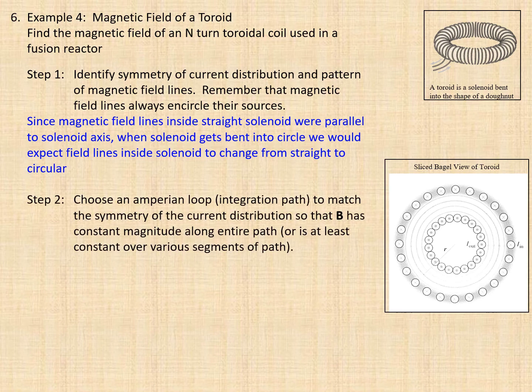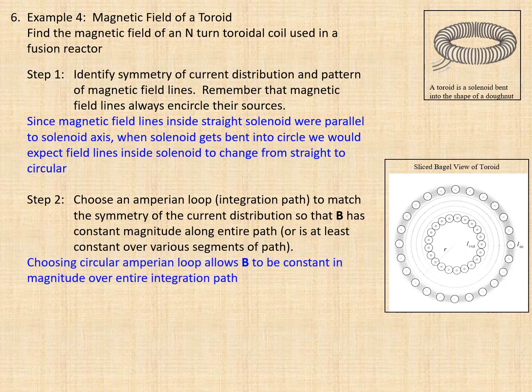So the choice of an Amperian loop becomes obvious, because if the magnetic field lines are circular, we'll choose an Amperian loop to match that symmetry. So we want to choose a circular Amperian loop, and by doing so, the magnetic field will be constant in magnitude over the entire integration path.